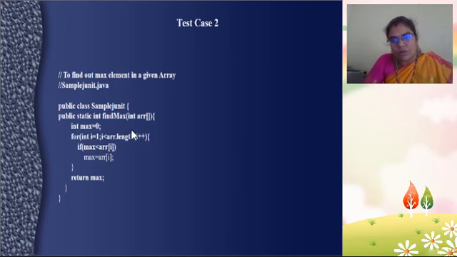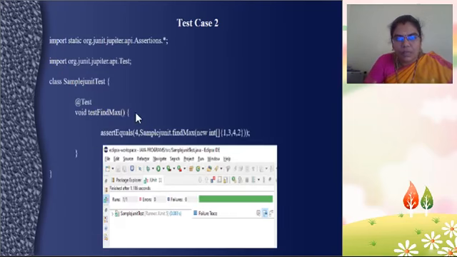Int maximum equal to 0, for i equal to 1, i less than array dot length. If maximum is less than array of i, then that is your maximum number. Otherwise you will print the maximum number in the given array. So see here, void test find maximum. In that everything works perfectly. Say for example 1, 3, 4 and 2. If the expected and actual output is 3, then the result is fine. That's why it is given as a green signal.